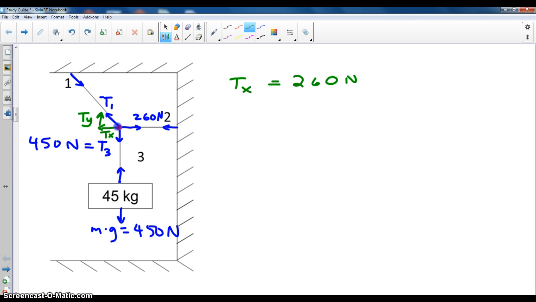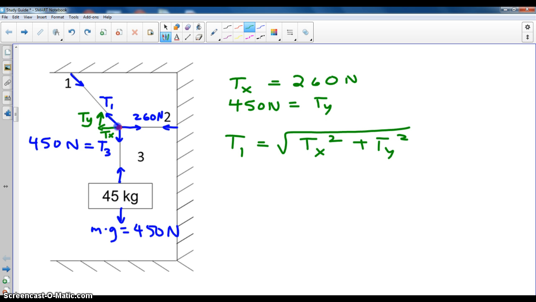So we just found that the x component of T1 is 260. And at the same intersection, which is at equilibrium, the down force, which is 450, balances the up force, Ty. So T1 is simply found from the Pythagorean theorem. It's its x component squared plus its y component squared, all square rooted. So we solve from there.